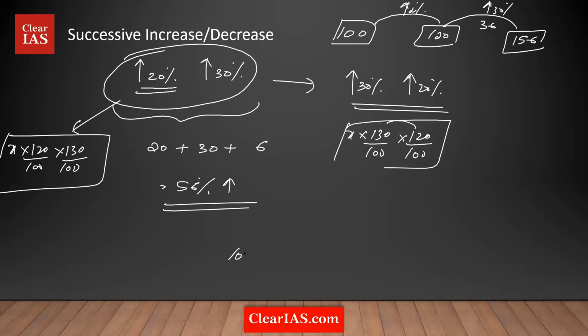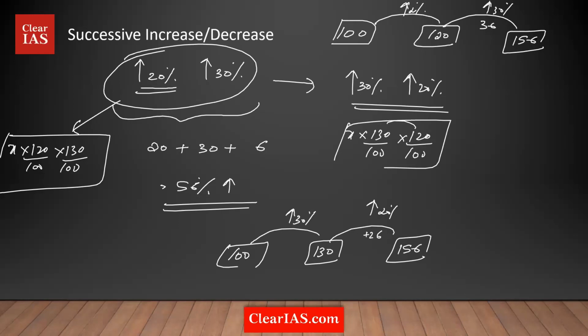Let's take an example. Let's say 100. You are adding 30% to it. What is 30% of 100? 30. You are adding 30 to it. 130. Now you are adding 20% to it, right? What is 20% of 130? 10% is 13 into 2, 26. So you still get the final answer the same. So remember, in successive increase or decrease, whatever it is, the order doesn't matter at all. Is all of this clear? Any doubts any one of you have on this?